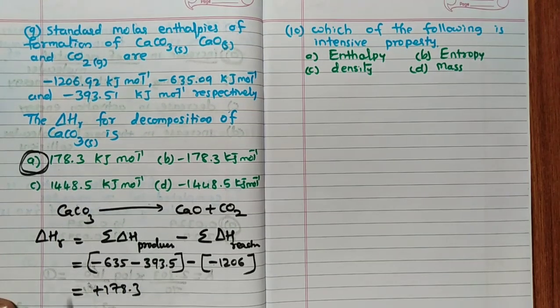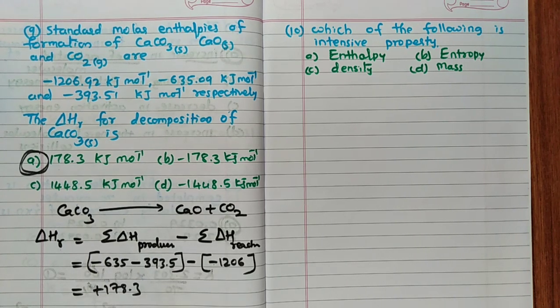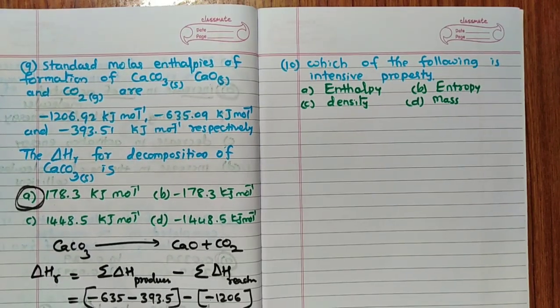But this formula is very important: whenever a reaction is given, delta H of reaction is the summation of delta H of products minus that of reactants. Which of the following is an intensive property?